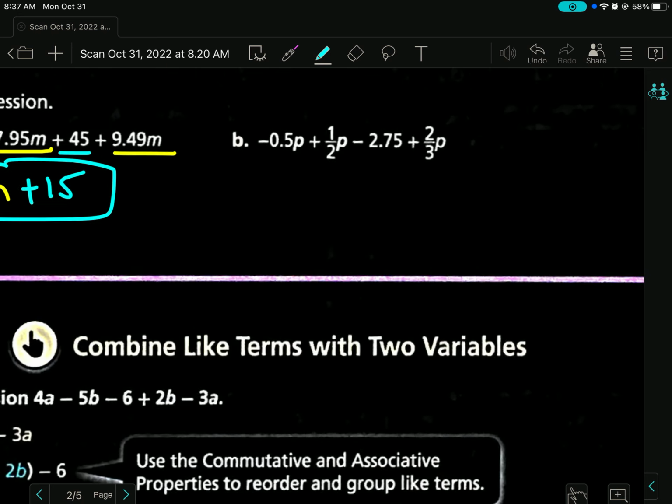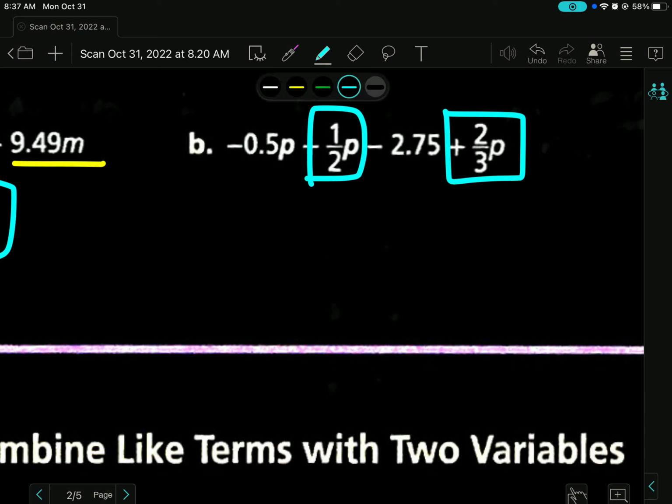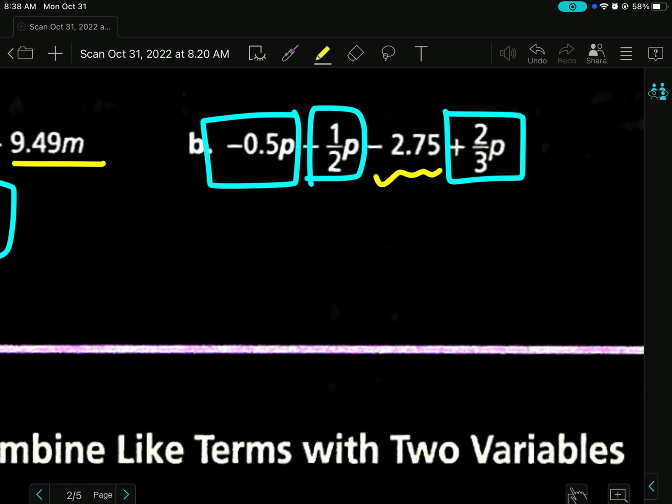Okay, moving on to this next one. Again, it looks like we have a bunch of p's, so we have a 1/2 p plus 2/3 p. And then I'm going to combine, and we also have a negative 0.5 p. And this negative 2.75 is just going to come along for the ride in a little bit. So I know negative 1/2 p plus 1/2 p is just going to be 0, so I can just cross that off. And then I get 2/3 p.